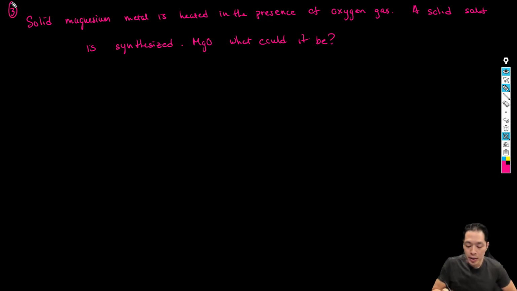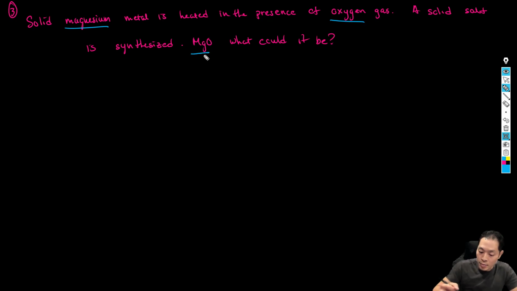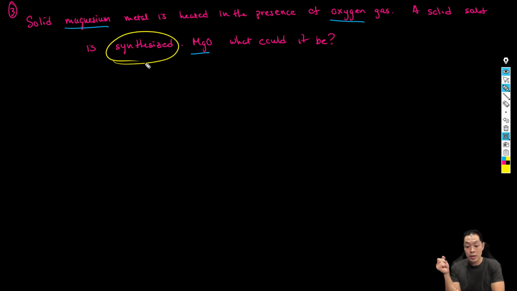Solid magnesium metal is heated in the presence of oxygen gas. A solid salt is synthesized. MgO, what could it be? All right, so once again, I'm going to underline my elements or my molecules that are going to react. So I have solid magnesium, I have oxygen gas, and it's going to make MgO. The key word here is synthesize, so that's going to be our yield, produce, etc.